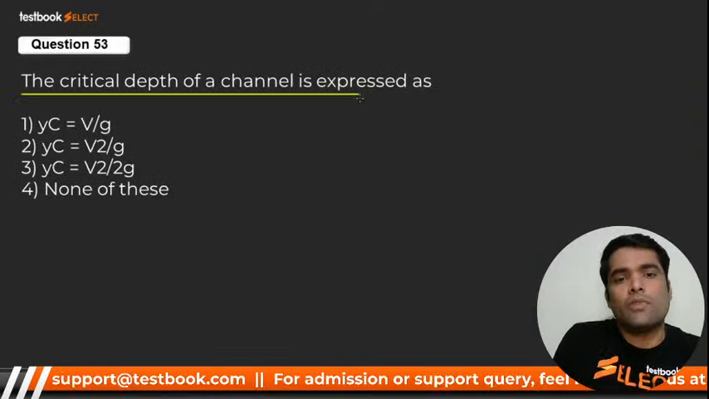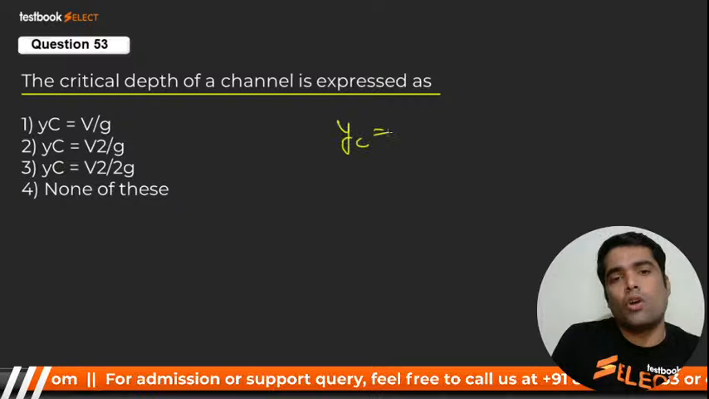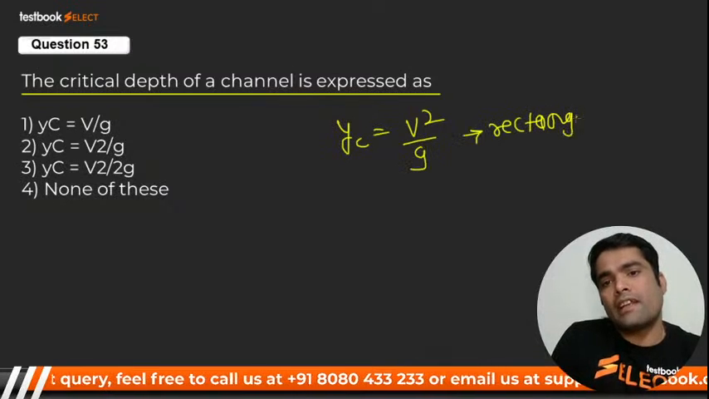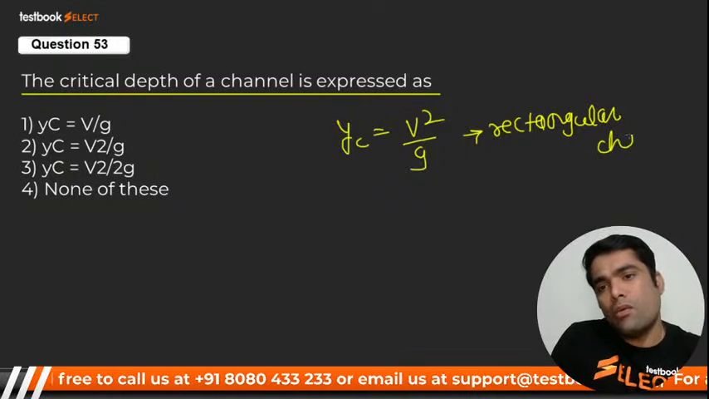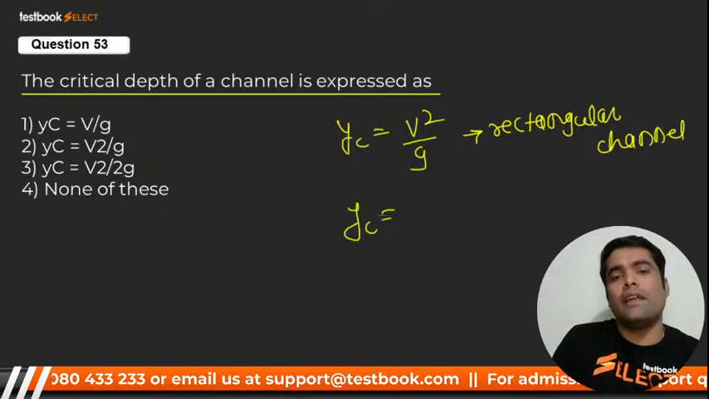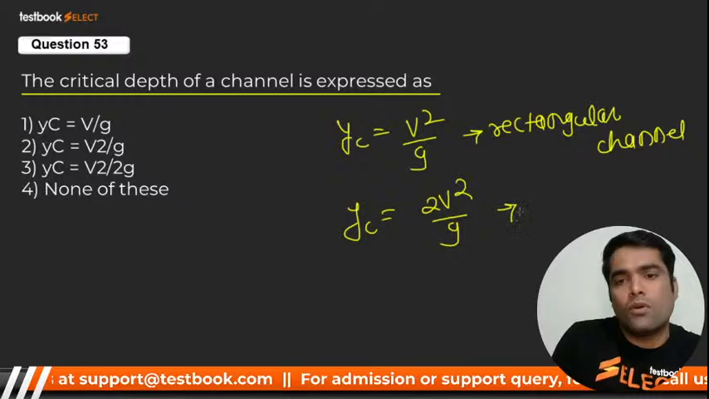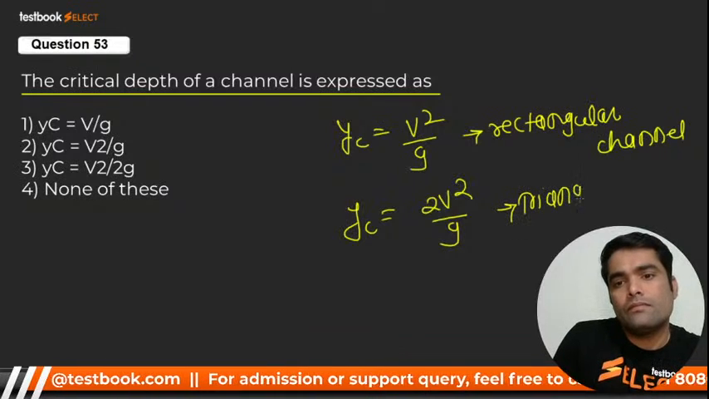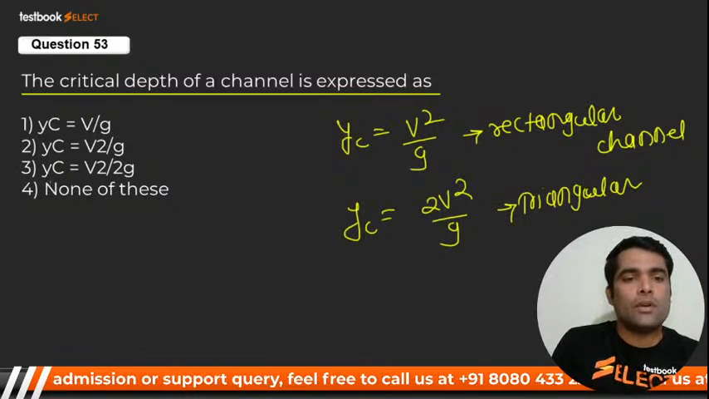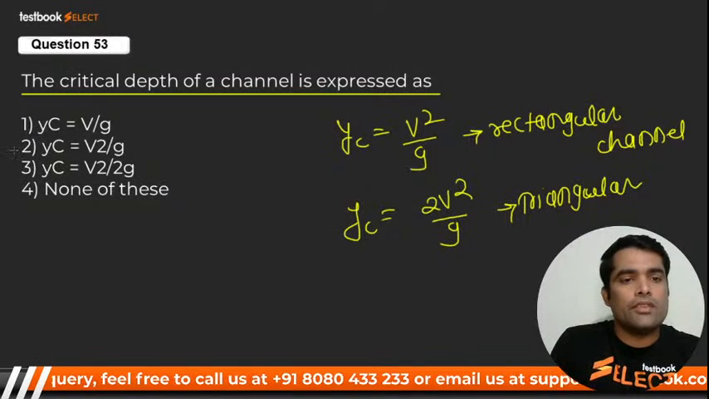Critical depth of channel is expressed as, my dear... What is it? None other than V square by G. It is for a rectangular channel. For a rectangular channel, what is it, beta? This one. And this depth of channel, if it were triangular, it is for triangular. So what should be the answer? V square by twice G. It is not V2. It's V square by G only.